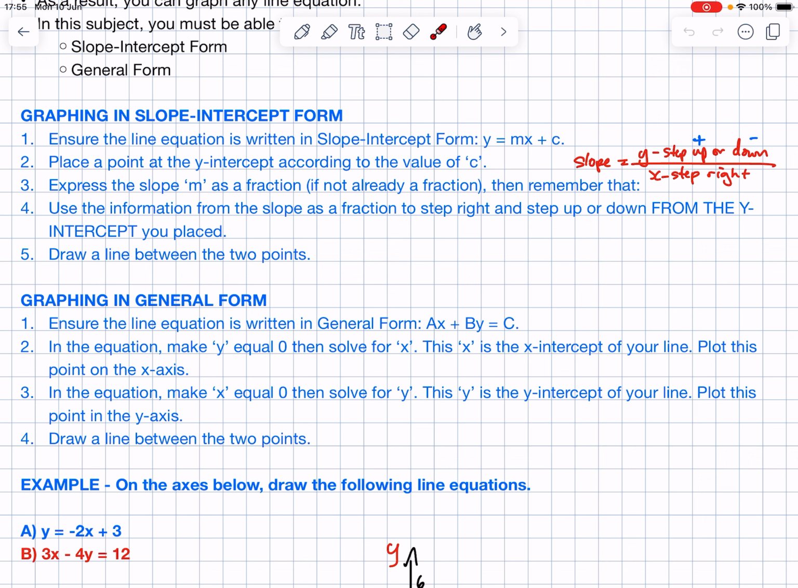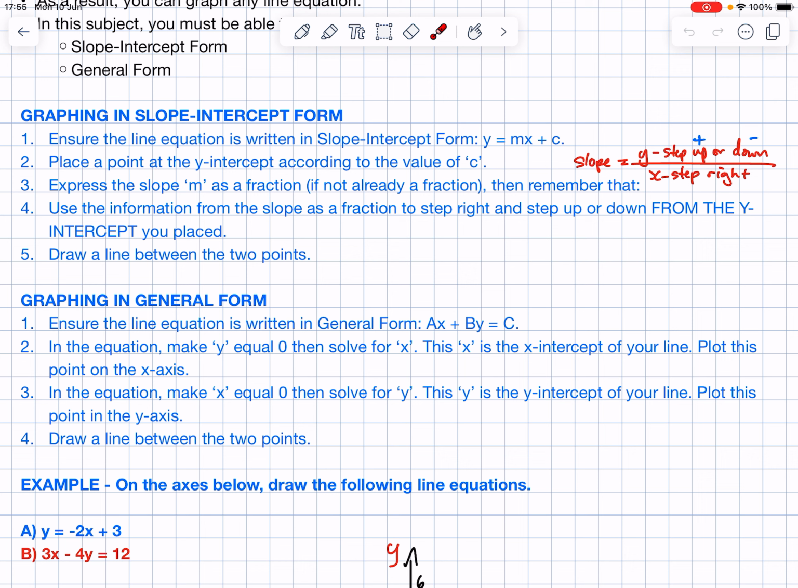So if I want to graph something that's in slope-intercept form, the very first step is literally to ensure the line equation is written in slope-intercept form, so it should look like this. y is equal to mx plus c. y is by itself. x has a number or a fraction in front of it, plus another number or minus another number. Step 2, place a point at the y-intercept according to the value of c.